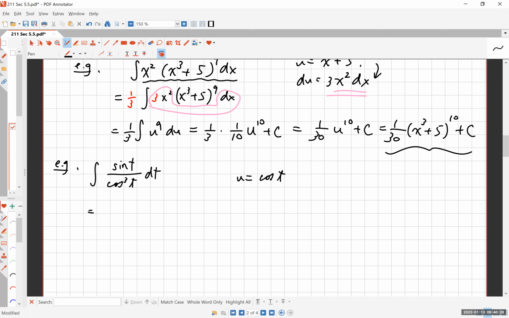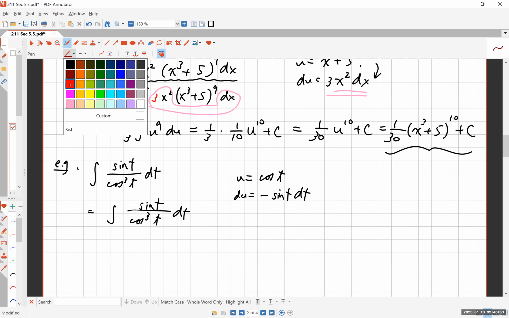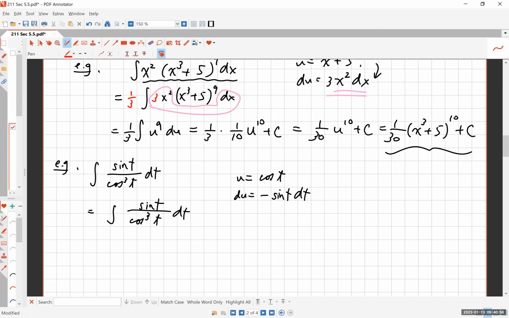All right, so let's let u be cosine of t. du is going to be, watch this, not the sine of t, but negative sine of t, right? Now I don't see a negative sine of t, but that should not be a problem. Let me rewrite the problem again, just so you know where everything is coming from. I have restated the problem, and now I'm going to make a little adjustment. I need negative sine of t dt.